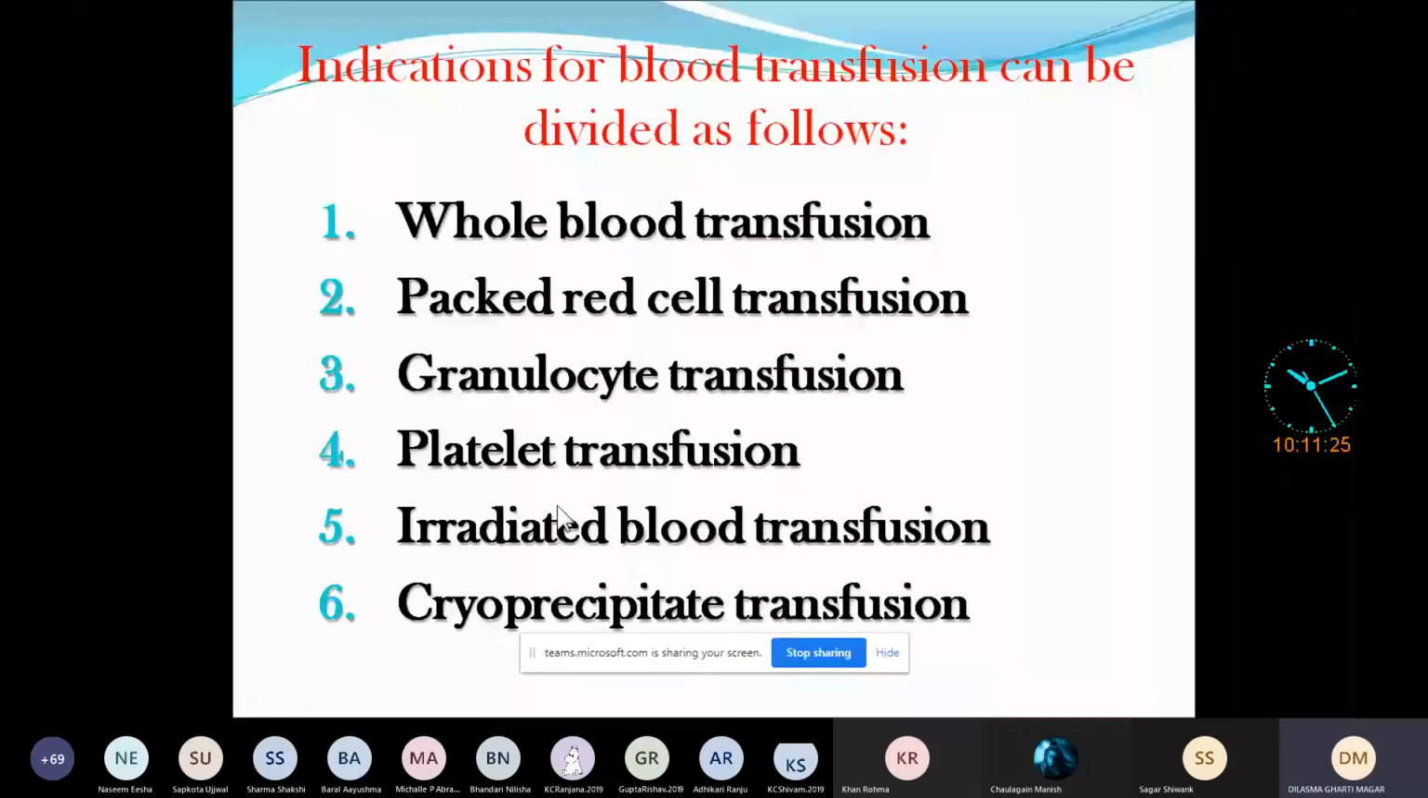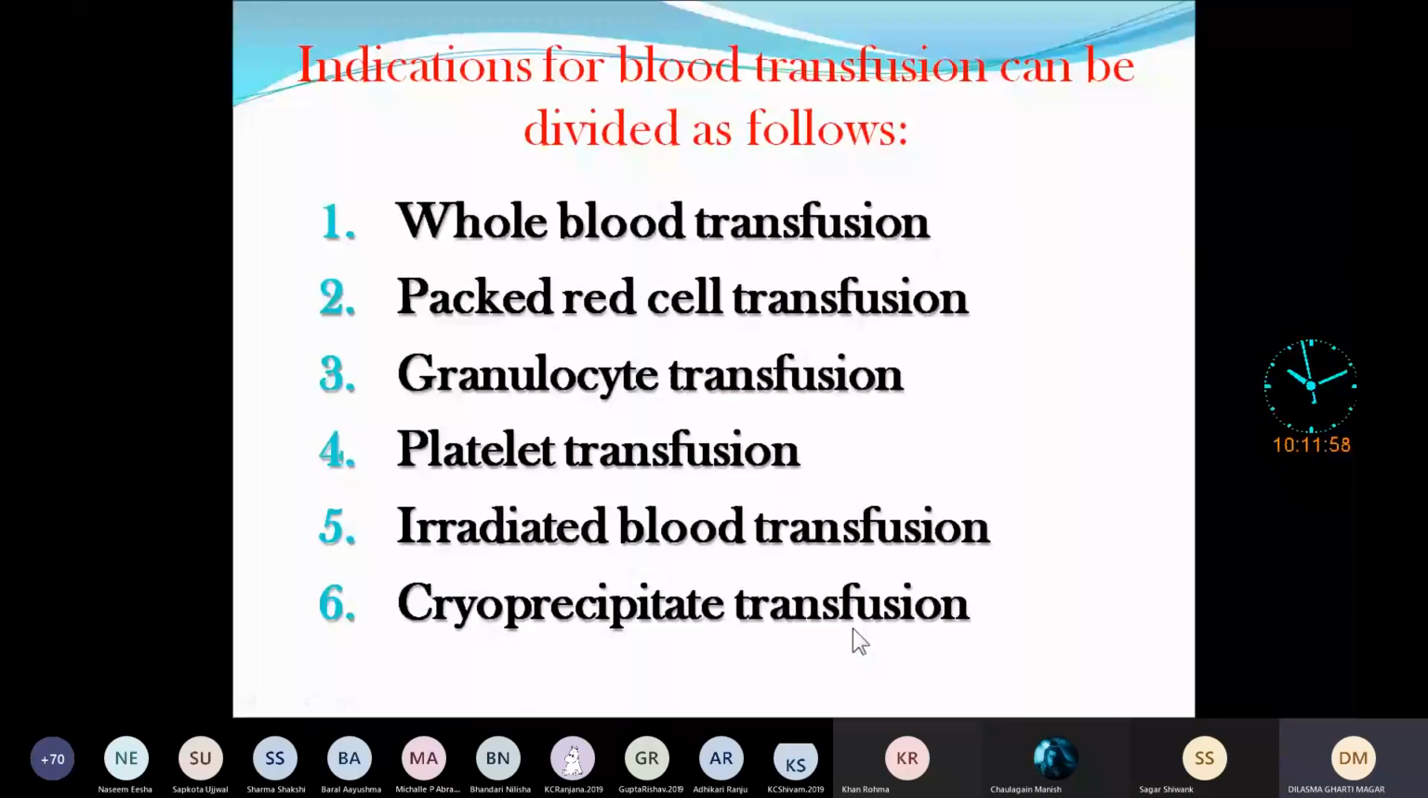It can be divided into whole blood transfusion, packed red cell transfusion, granulocyte transfusion, platelet transfusion, irradiated blood transfusion, and cryoprecipitate transfusion. Blood transfusion can be divided according to that. Whole blood means whenever the blood is taken and it is not separated into the different components like platelets, plasma, and RBCs, it is not separated. At that time we call it whole blood transfusion.